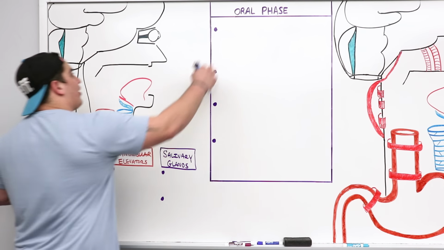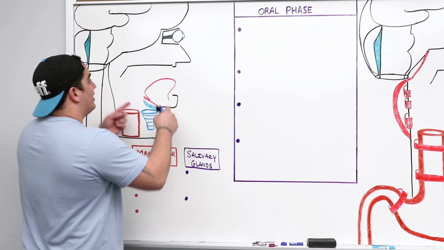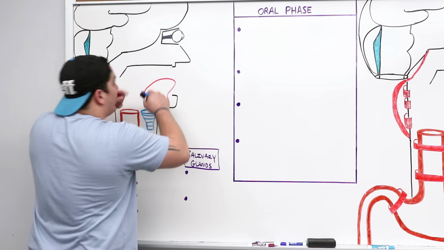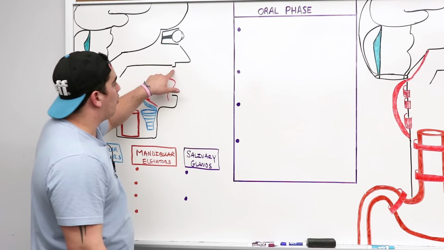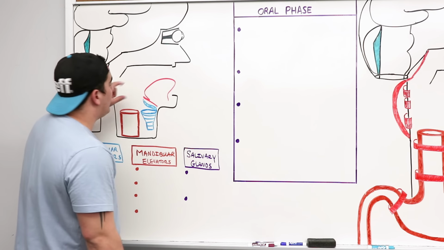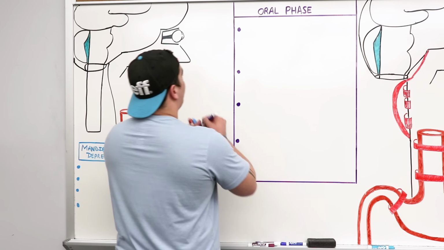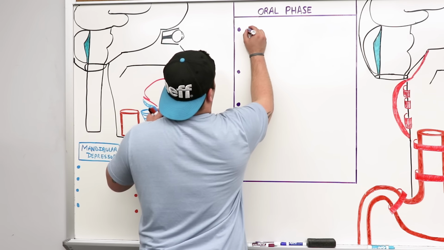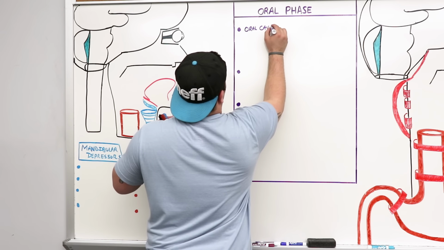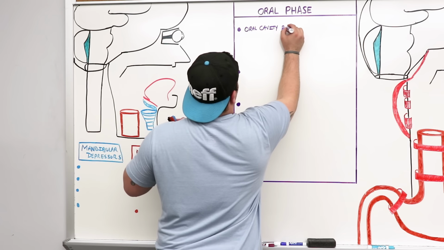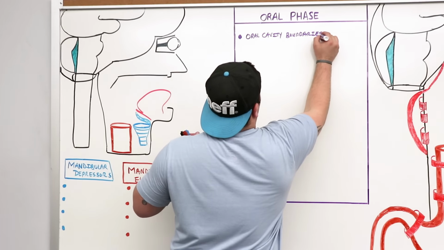So when we talk about the oral phase, it's obviously the events within the swallowing process that are specifically focused within the oral cavity. But we should understand, where does the oral cavity begin and where does the oral cavity end? So I want us to understand the boundaries. I think that is really important for us to understand here. So the oral cavity boundaries.